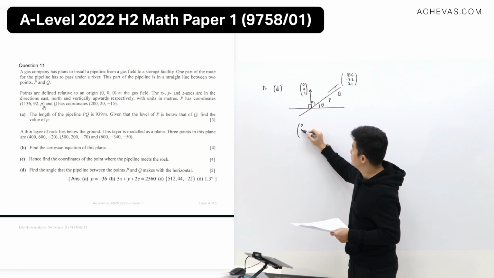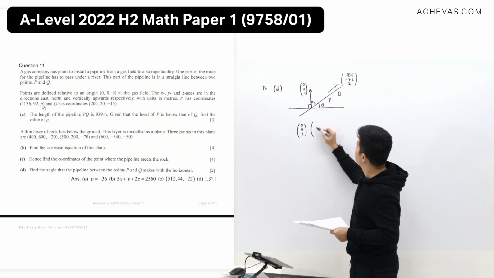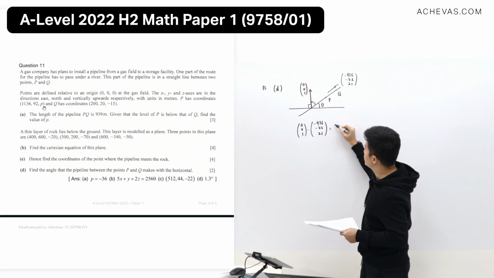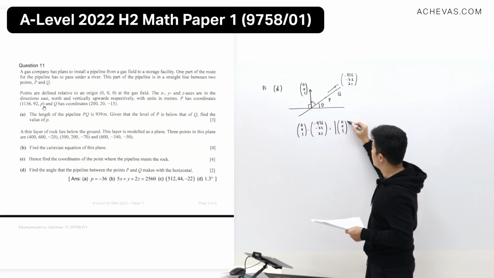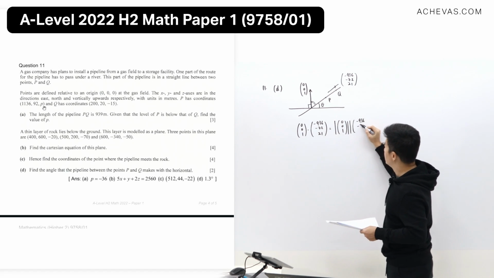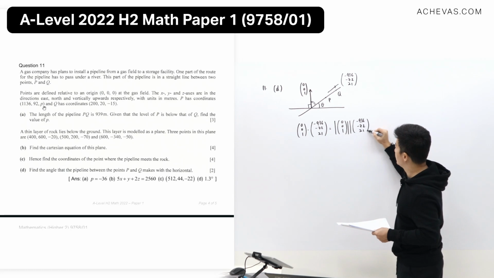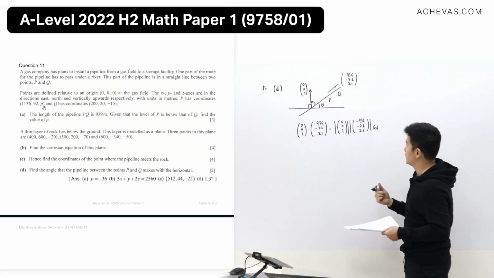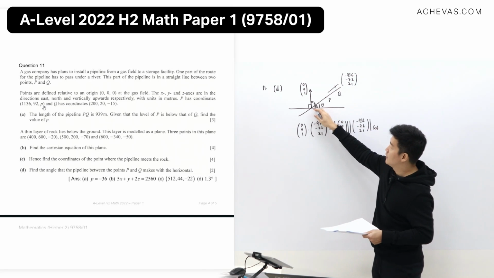So (0, 0, 1) dot (-936, -72, 21) is equal to the modulus of (0, 0, 1) times the modulus of (-936, -72, 21) times cosine. We are writing down the dot product equation. Cosine of this angle. What is this angle?